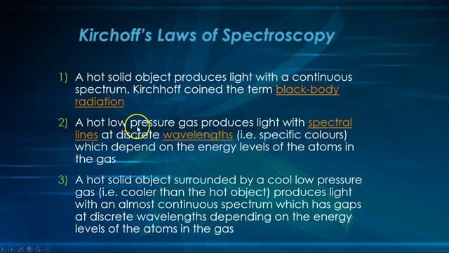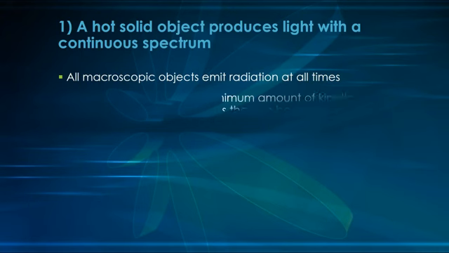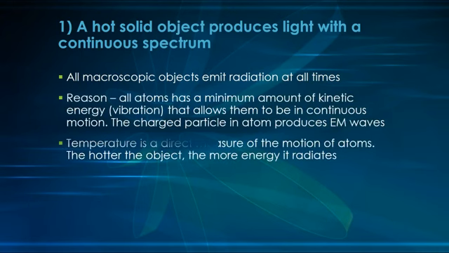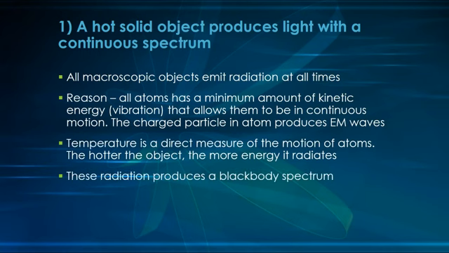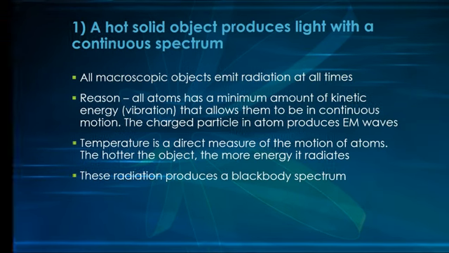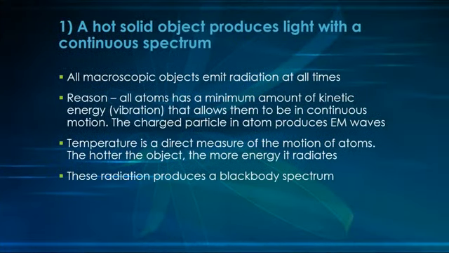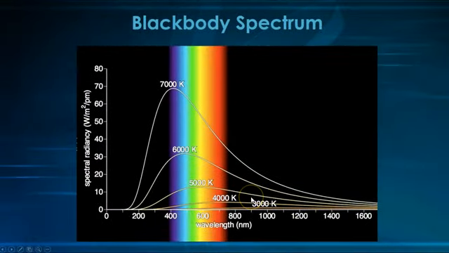Second one, a hot low pressure gas produces light with spectral lines. So this is emission, and the third one is absorption. But we shall concentrate on the continuous spectra. Remember that all objects emit radiation, because all objects vibrate, and when they vibrate, they produce electromagnetic waves, which means light. The higher the temperature, you can expect that the light produced would be more and more energetic. For example, this is an example of a blackbody spectrum. A blackbody is an object that releases all the energy that it absorbed.